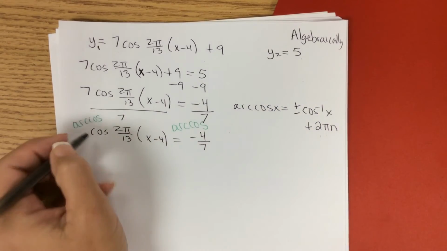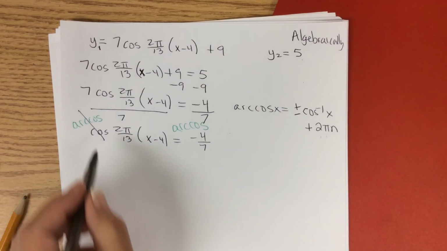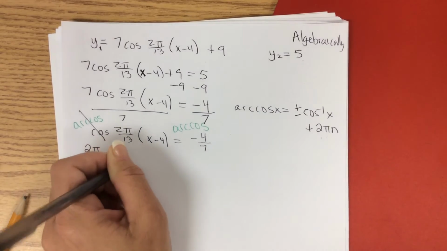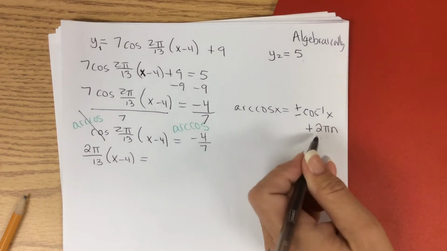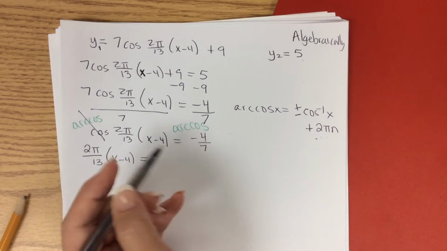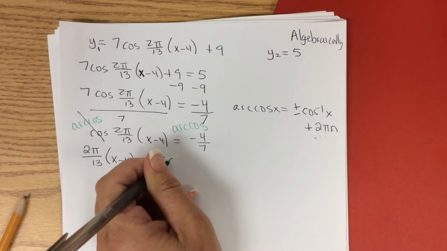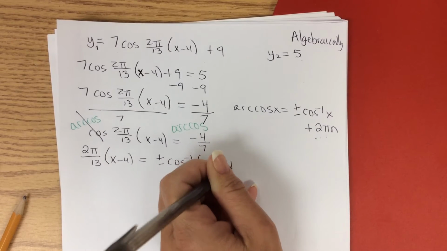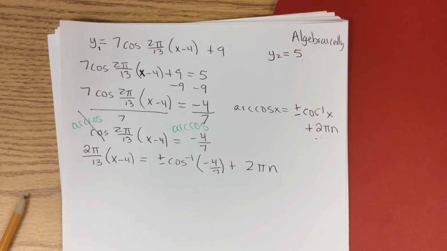All right, so we do arc cosine. The cosine cancels, and you're left with 2 pi over 13 times the quantity (x minus 4) equals. Now we go to our formula. Arc cosine of -4/7 is plus or minus inverse cosine of -4/7 plus 2 pi n. Now we use our calculator. We ask our calculator, what's inverse cosine of -4/7? And what does our calculator give us?